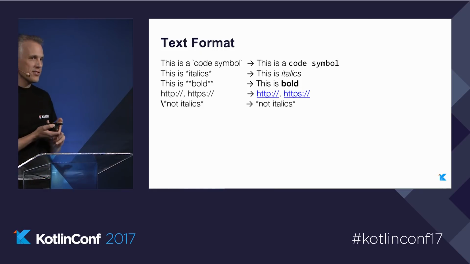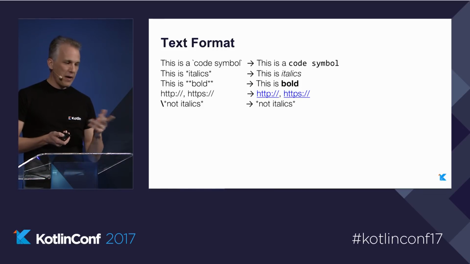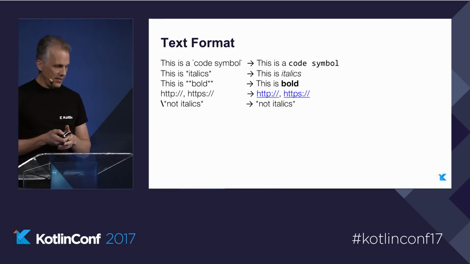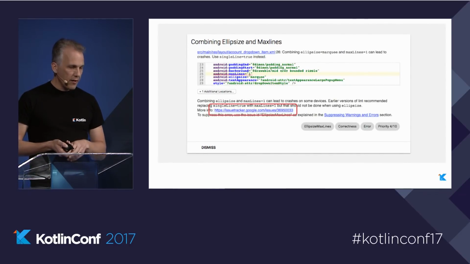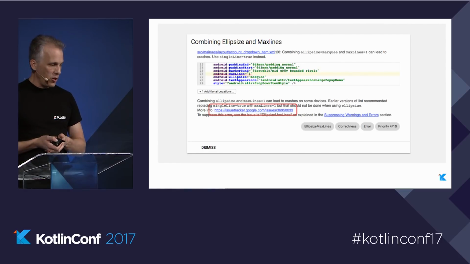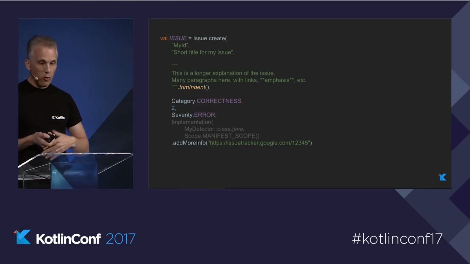When you write text to Lint in issues, in warning messages, you get to use a special text format that is a subset of Markdown. So you can use backticks for code symbols, and there's bold and italics and so forth, and you can also escape with a backslash if you need to. And finally, an issue registration can include a URL for more information. It can have multiple URLs.